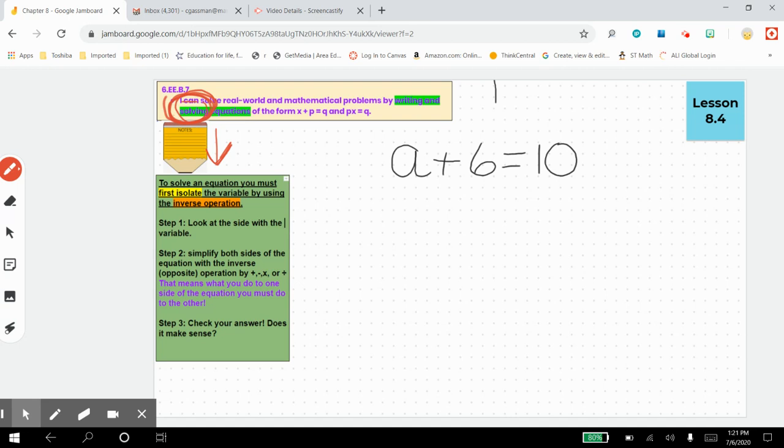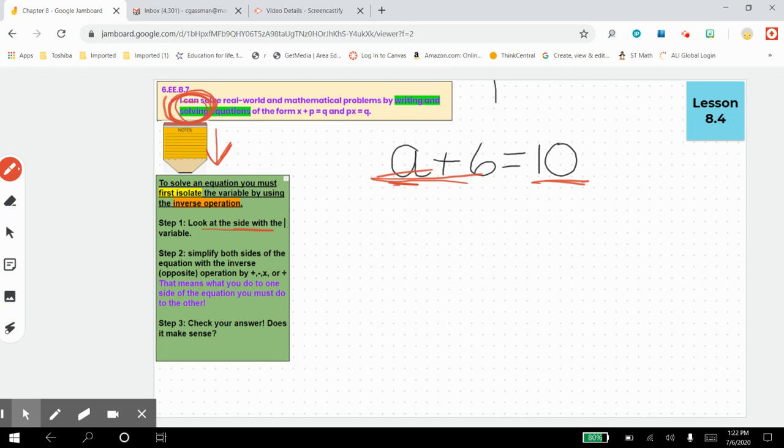So let's go through some steps today. I have a problem on the board for you already. A plus 6 is equal to 10. We're going to solve for A. Step 1, we're going to look at the side with the variable. This is one side of the equation, and this is the other side. They both have to equal each other when we're done.